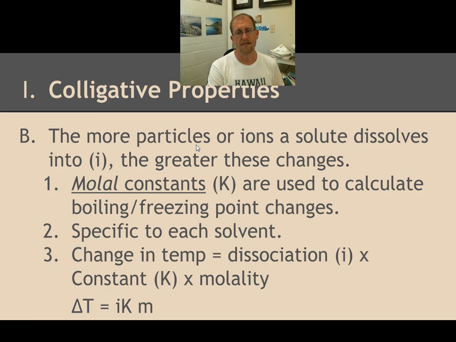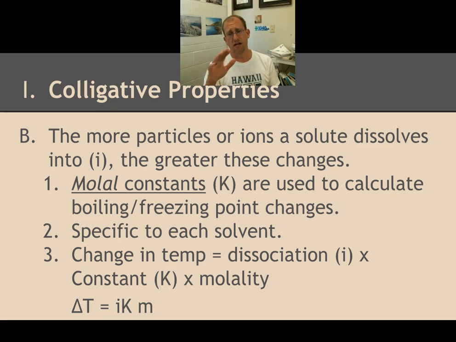The more particles or ions that a solute dissolves into, the greater these changes are. So we use a shorthand of a lowercase letter i to represent how many particles or ions of a solute there are in solution. Then we can talk about the molal constant, which is different for each solvent, and we use that to calculate the boiling and freezing point changes of a solution. If I put salt in water and the boiling point goes up and the freezing point goes down, by how much? Can I do some math to figure that out? The answer is yes.